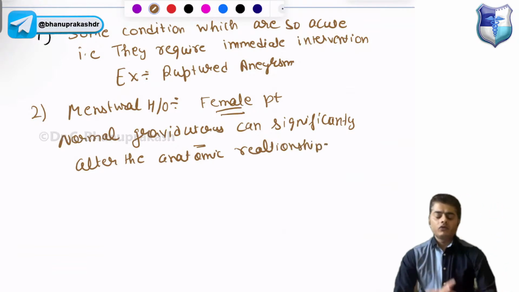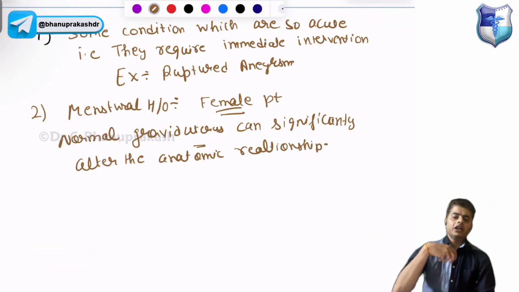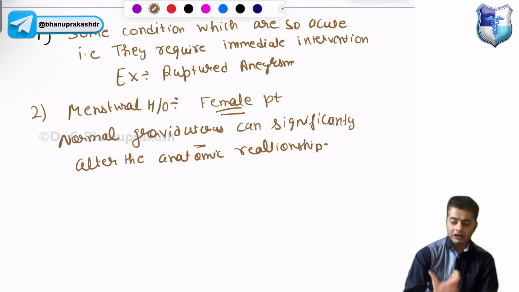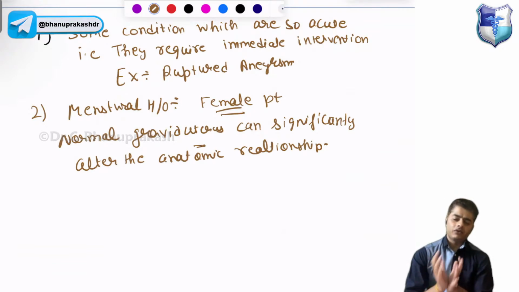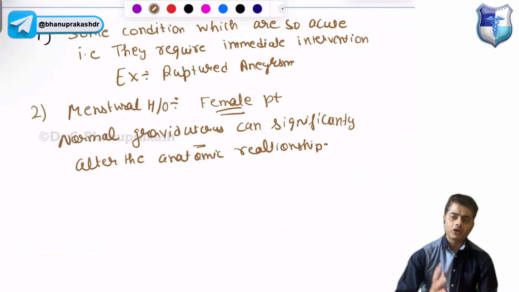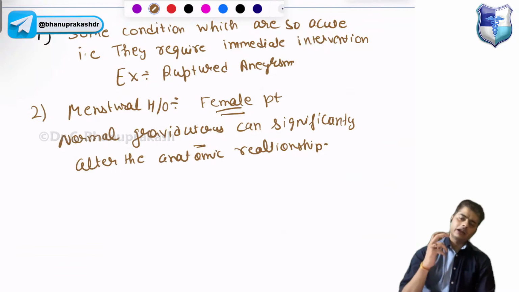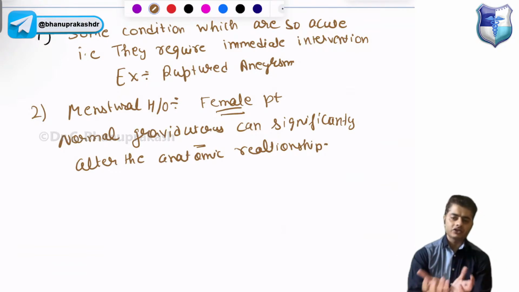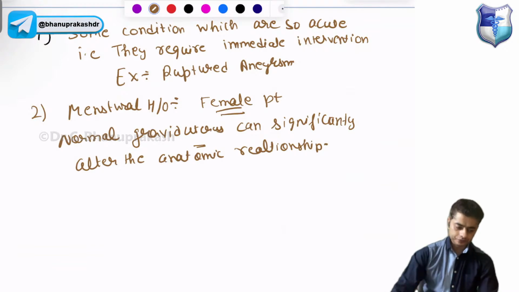So what do you mean by this statement? That if there is any normal abdominal pain or pelvic pain that can occur in pregnancy, for that you shouldn't do any intervention, because due to the enlarged gravid uterus, there can be abdominal pain and pelvic pain. So you don't require any surgical intervention or any kind of further treatment.